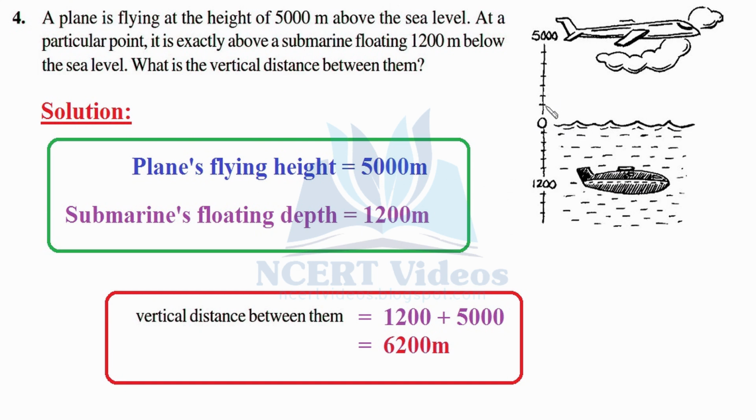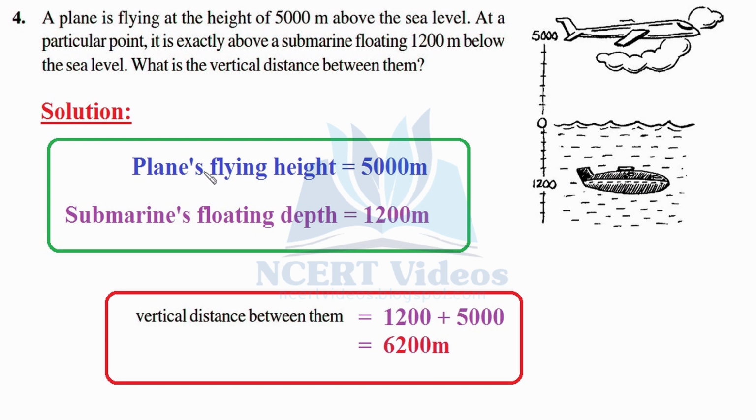As you can see here, this is your sea level taken as 0, and upwards is taken as plus. Now, at a particular point, it is exactly above a submarine floating 1200 meters below this mean sea level. It is underwater. What is the vertical distance between them? It is very easy. You have to just add the distances. That will give you the total height.